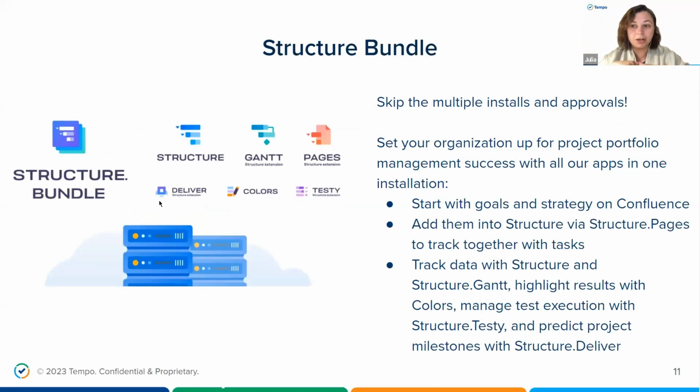and also Colors, which allows you to highlight the tasks based on JQL, and also Testy, the small test management system. It is also possible to use their test results in your formulas, so you can create dashboards based on your test results, for example, your automation test results. We also have the Deliver product, which allows you to predict your dates, the milestones, and everything in one bundle right now. So you need to download, install, and license only once. Yeah, this is huge.